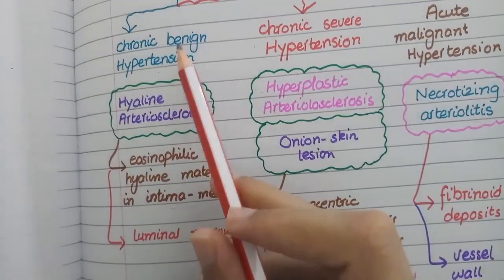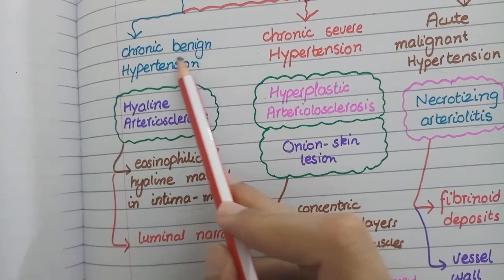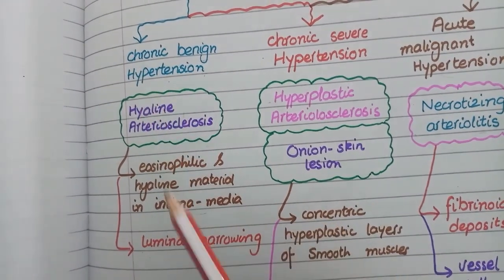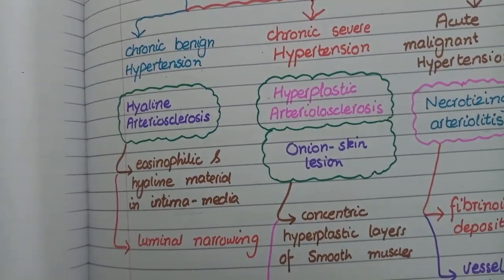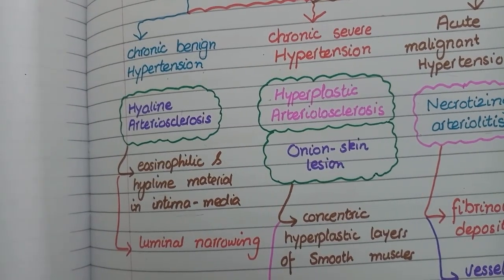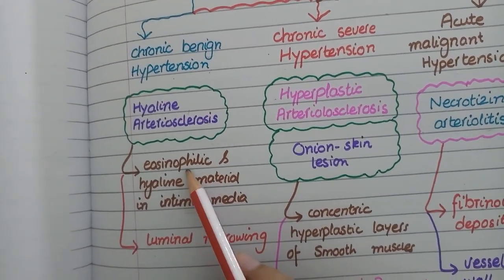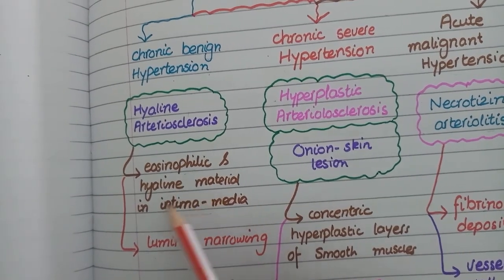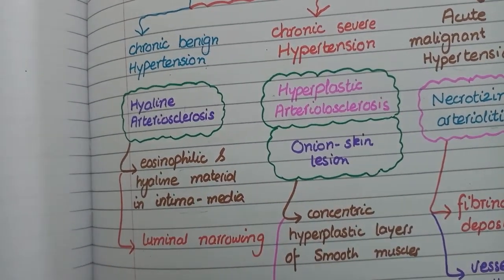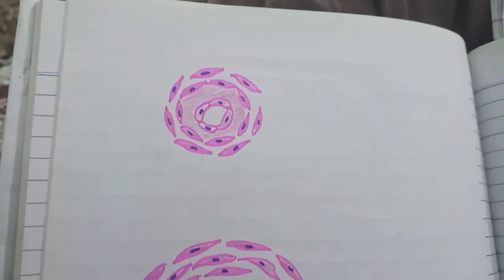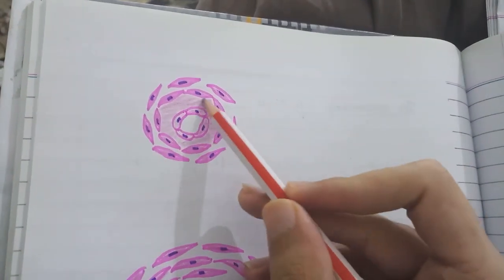Now what happens is that in mild to moderate degrees of hypertension that occur over a prolonged period of time, the endothelial cells get damaged and a small amount of protein starts to leak into the tunica intima of the vessel. This proteinaceous material becomes visible as eosinophilic or hyaline material under the microscope, as you can see here in this diagram. So you can see this is the pink colored hyaline material.